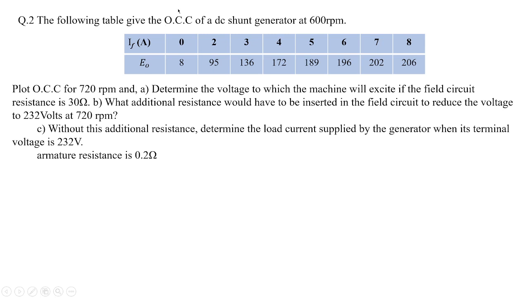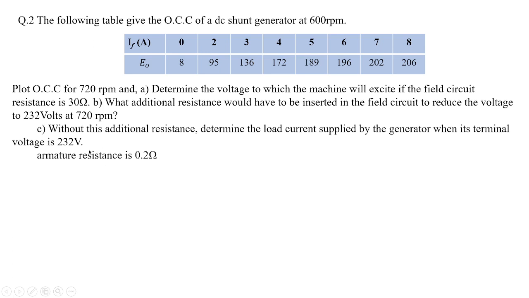So clearly you can see the machine is made to run at 720 rpm. For example, at 600 rpm, you have this particular tabular values of field current and armature voltage. We need to first determine the OCC and the value of voltage to which the machine will be excited when it is made to run at 720 rpm, and then find out the additional resistance that would be required for the field current to reduce the voltage to 232 volts at 720 rpm.